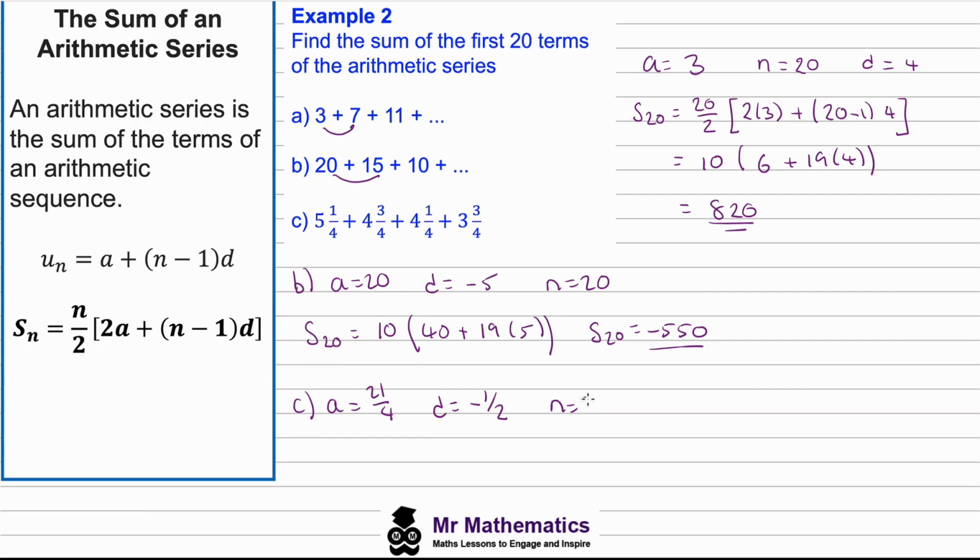And again, we've got 20 terms. So the sum of the first 20 terms will be n over 2 multiplied by 2a, which is 21 over 2, plus n minus 1, so 19, times negative 1/2. And when we work this out, we get positive 10. Okay? And in example 3, we're going to look at how to apply this to a real-life problem.